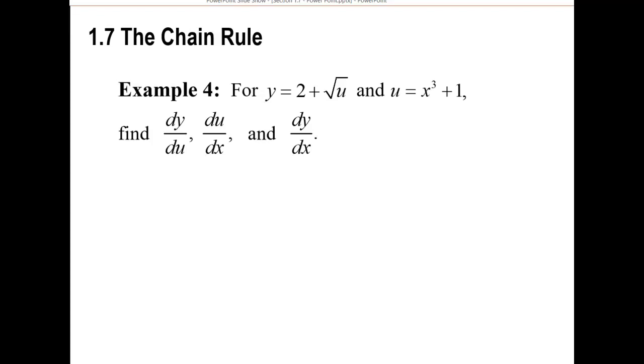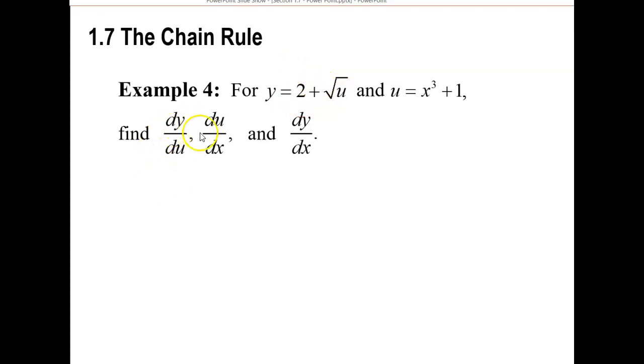All right, our next example is y equals 2 plus the square root of u, and u equals x cubed plus 1. So this is the Leibniz version of the chain rule. Notice y is a function of u, but then u is a function of x. So if you were to replace the u right here with x cubed plus 1, this becomes a composition. If we have them written separately, this is the inside function, this is the outside function.